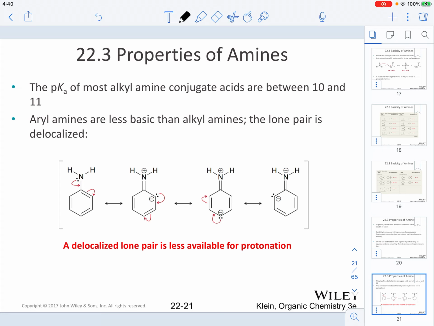Now, arylamines are less basic than alkylamines because the lone pair is delocalized. Specifically, here we have the molecule of aniline, and we can see the 3 different resonance structures that are available for aniline. What this is representing at the bottom of the slide is the delocalization of the lone pair. So that means the nitrogen in aniline is going to be less available for protonation.